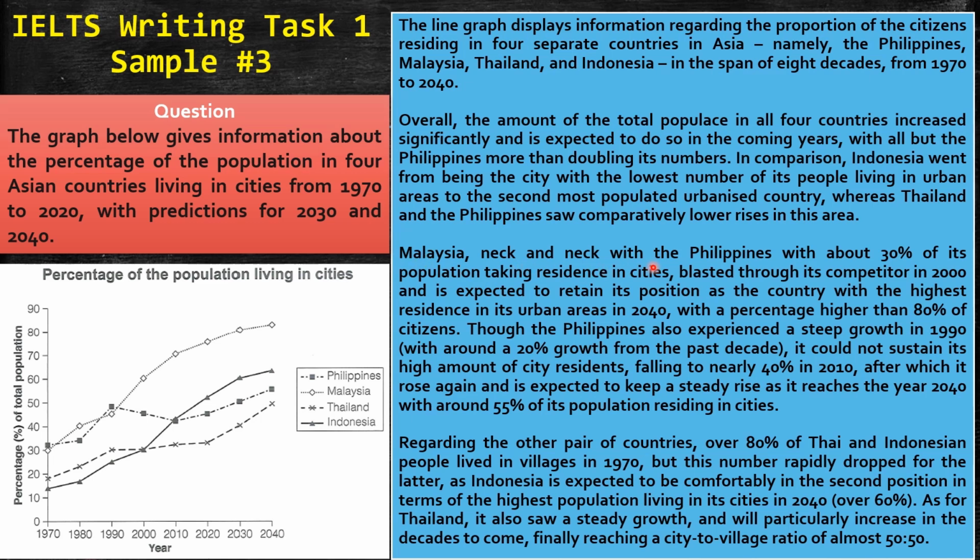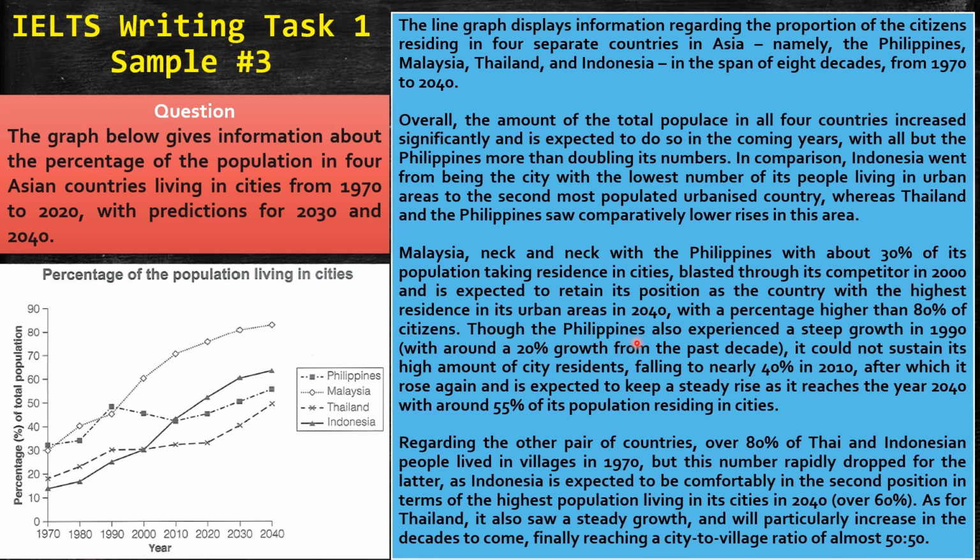Malaysia, neck and neck with the Philippines, with about 30% of its population taking residence in cities. So in the start it was neck and neck, right? Blasted through its competitor in 2000. So in 2000 it was far away from its competition, which was what? The Philippines. Malaysia was by far the first, very comfortably, and is expected to retain its position as the country with the highest residence in its urban areas in 2040, with a percentage higher than 80% of citizens. See, over 80% will live in cities, it is expected.